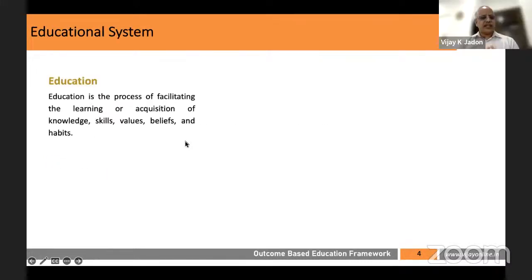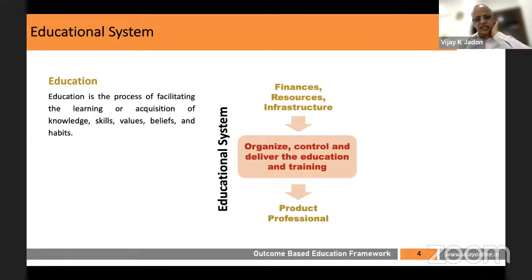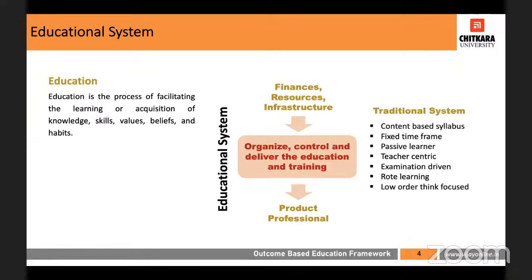So let us first discuss, just for a while, education. We all know education is a process of facilitating learning or acquisition of knowledge, skills, values, beliefs, and habits. It's self-explanatory. The education system is responsible for organizing, controlling, and delivering the education and training, and it has some inputs, and the output is the product or the professional. This is also a self-explanatory diagram. As input, we require finances, resources in terms of the students and the faculty, and the infrastructure, certainly, to handle the educational system that we are providing for organizing, controlling, and delivering the education and training.